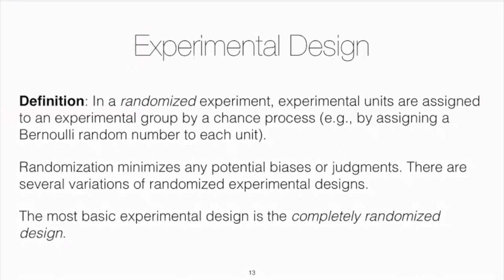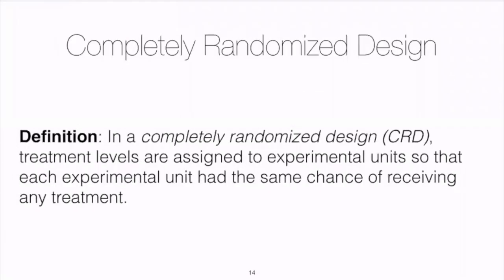And there are several variations on randomized experimental designs, and the most basic experimental design is the completely randomized design, which we'll introduce now. In a completely randomized design, or CRD, treatment levels or combinations of treatment levels are assigned to experimental units so that each experimental unit has the same chance of receiving any treatment. So that's what characterizes a completely randomized design: in the random assignment, every unit has the same chance of getting the treatment level.